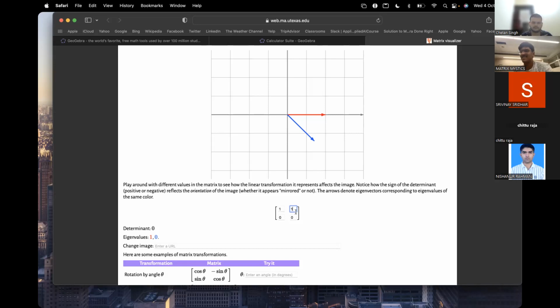Is that true? I'm posing this question. Since (1, 0) is going to (1, 0) and (0, 1) is also going to (1, 0), every point on the plane is going to (1, 0).